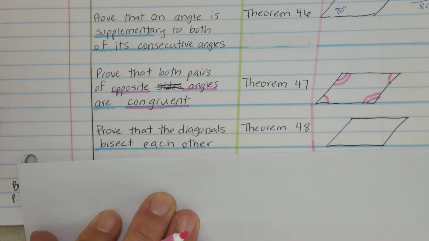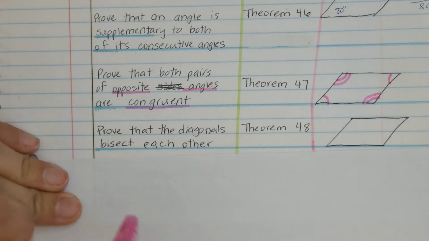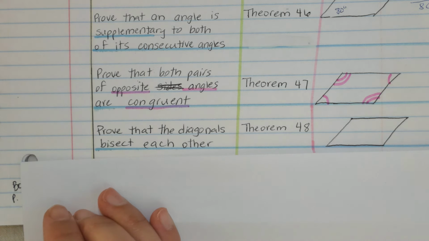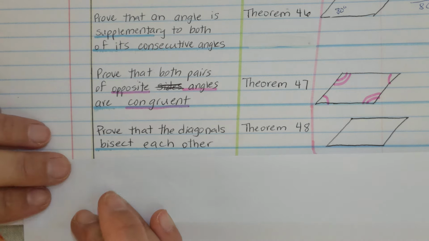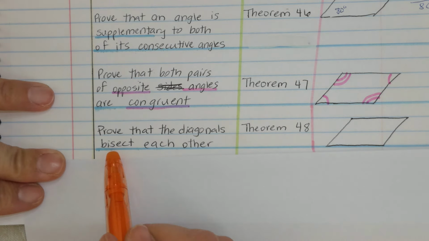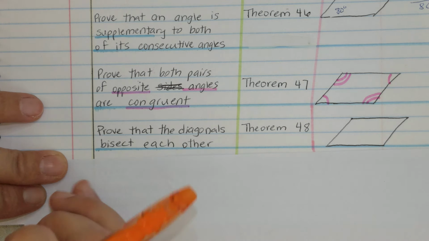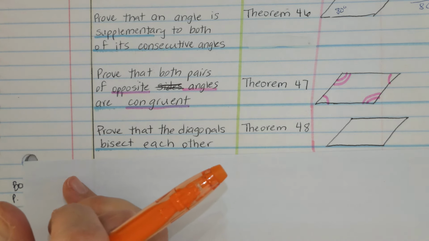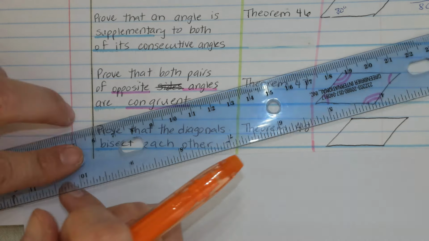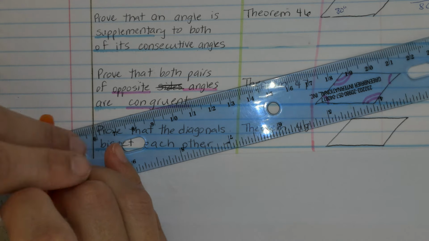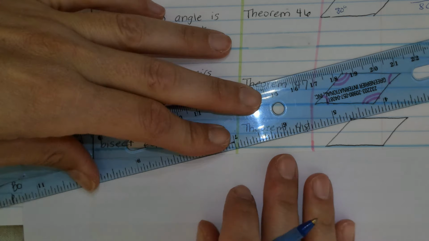Here's the next method to prove a quadrilateral is a parallelogram. You can prove that the diagonals bisect each other. For this one, I need to get my ruler and draw the diagonals. Diagonals just go from one angle to the opposite angle.